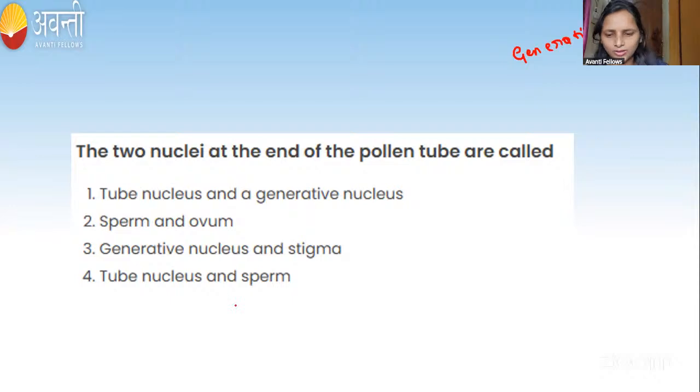I don't know why it is not working. Okay. Vegetative cell, very good, Larti. Yes, that is correct. The tube nucleus is formed by the vegetative nucleus. Okay, the vegetative cell is going to act as the tube nucleus.